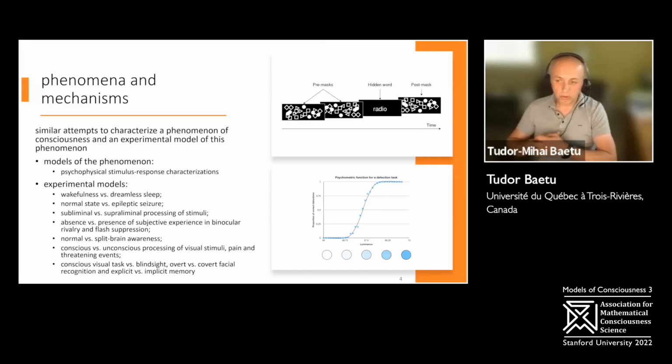So this has been applied to consciousness as well. There are various attempts to characterize the phenomenon of consciousness, as well as an experimental model of this phenomenon. And perhaps the most common characterization is in terms of psychophysical measures of stimulus and responses. Of experimental models, there are several. And the idea is to contrast a situation in which consciousness or conscious awareness or subjective experience is present versus a situation in which it is not. So I'll not go through the whole list, but there are well-defined experimental paradigms for studying this.